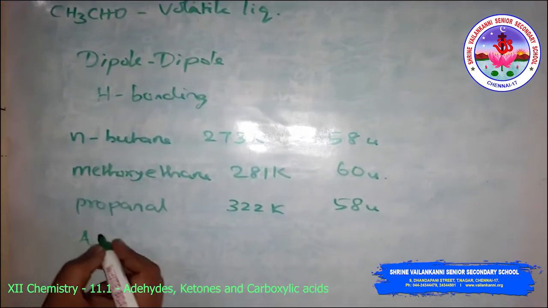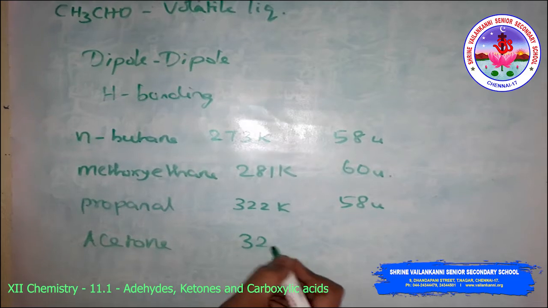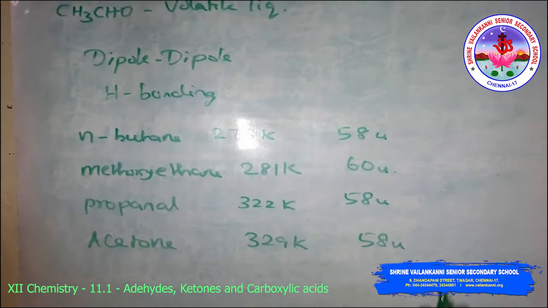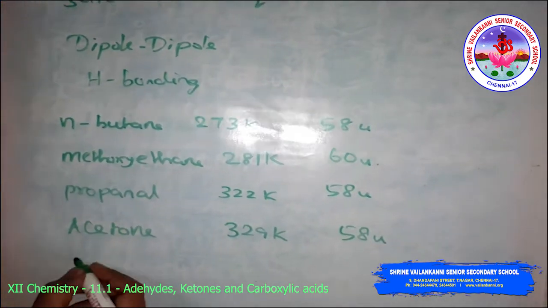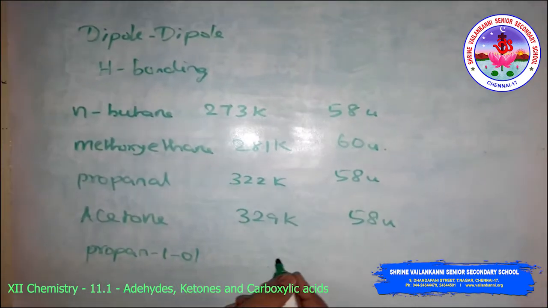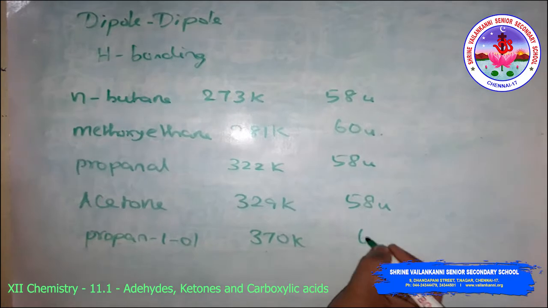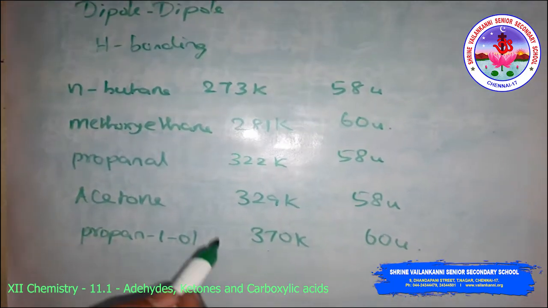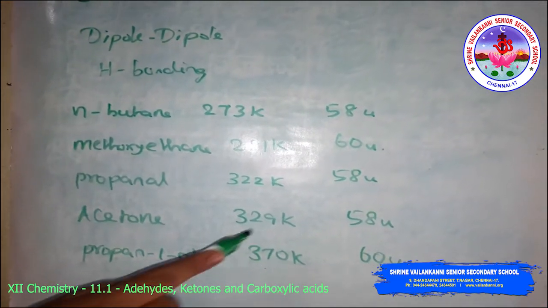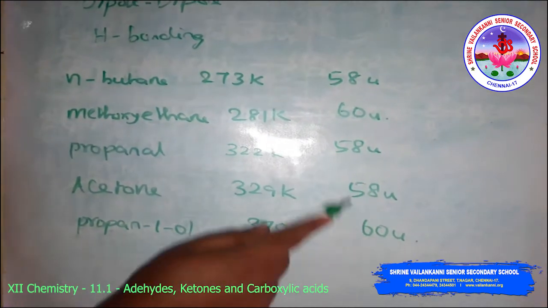Then acetone: the boiling point is 329 Kelvin, and the molecular mass is 58 u. Then propan-1-ol: 370 Kelvin and 60 u molecular mass. So the following compounds, with molecular masses 58 and 60, are ranked in the order of increasing boiling points. Look at this, 58 and 60.